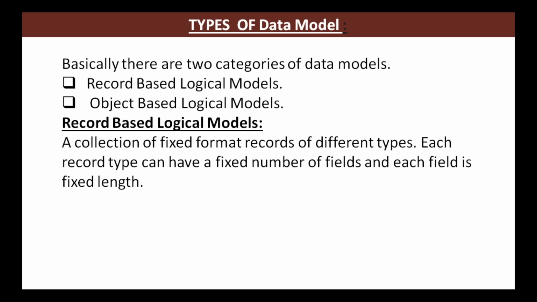There are three types of record based logical models. One is hierarchical, the next one is network, and the next one is the relational model.